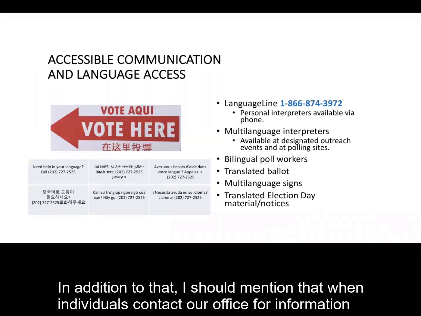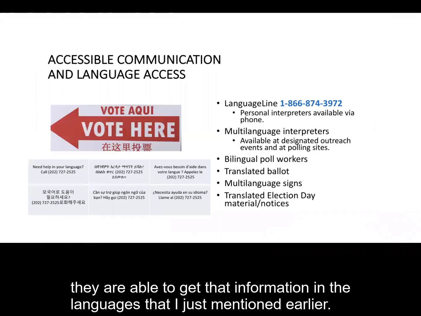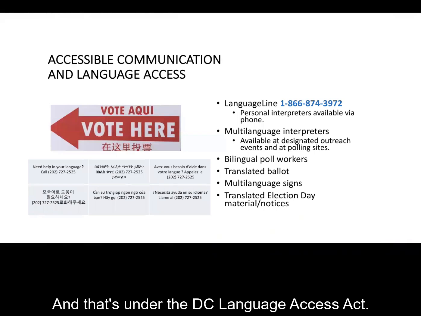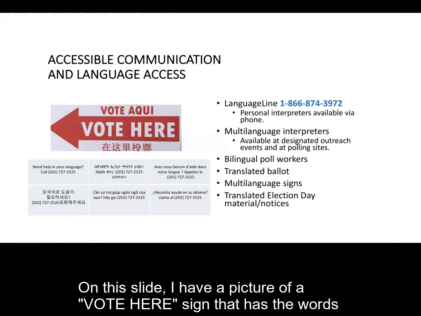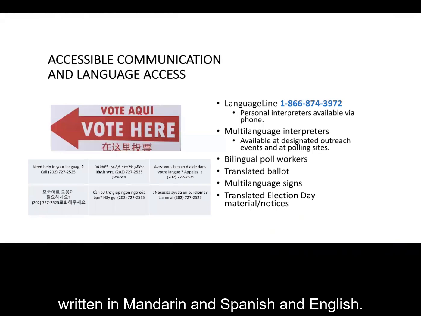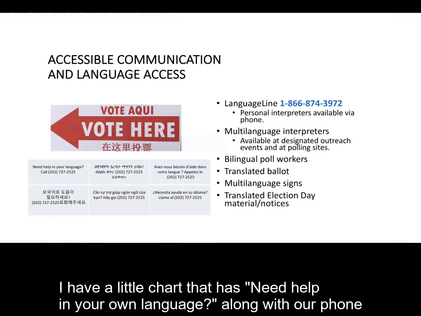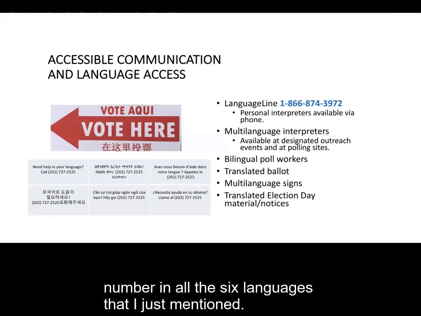In addition to that, I should mention that when individuals contact our office for information, they are able to get that information in the languages that I just mentioned earlier. And that's under the DC Language Access Act. On this slide, I have a picture of a vote here sign that has the words written in Mandarin, Spanish and English. Underneath that, I have a little chart that has "need your help in your language," along with our phone number in all 6 languages that I just mentioned.